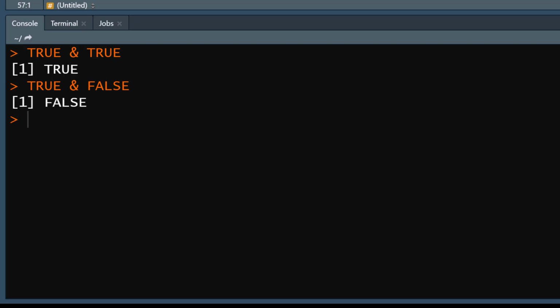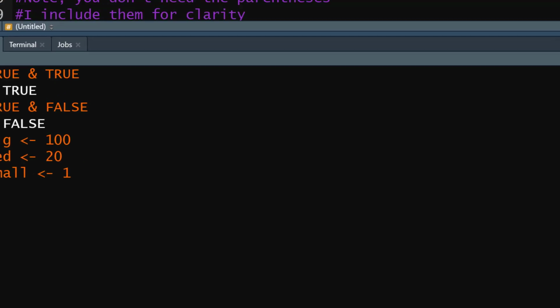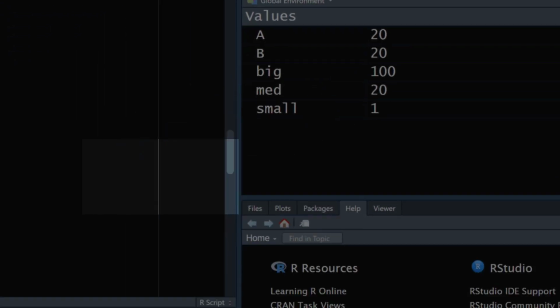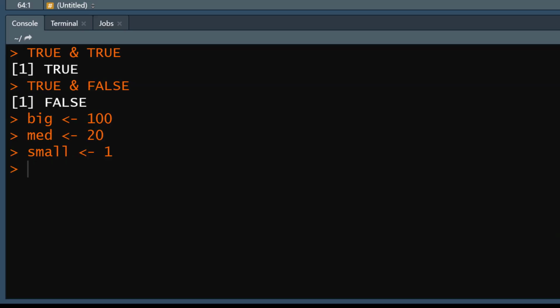Now again, these are pretty simple examples. When you're using logical operators, you're combining logical tests, so you'll probably do this in a little bit more complex fashion. So let's start out by defining 3 variables. I'll call them big, which is 100, medium, which is 20, and small, which is 1. So what I can think of doing is testing whether or not big is greater than medium and small is less than medium. Remember, big is greater than medium, so that left-hand side is true. Small is less than medium, so that right-hand side is true. Evaluated with the AND operator, I get a true.